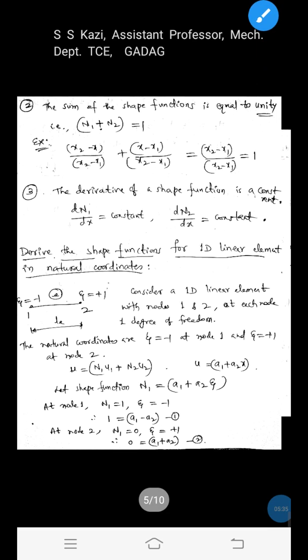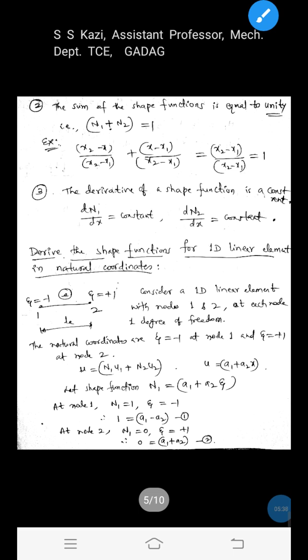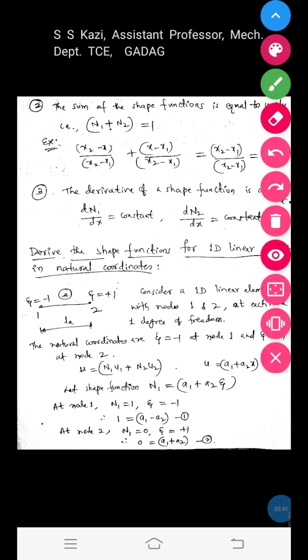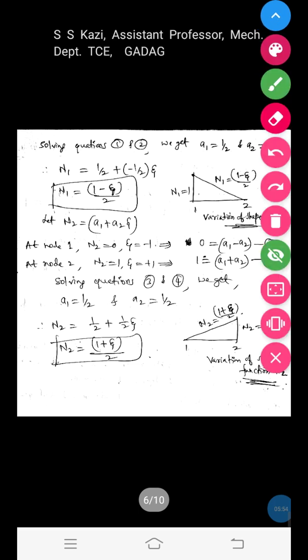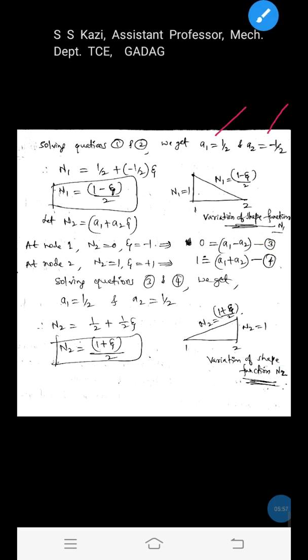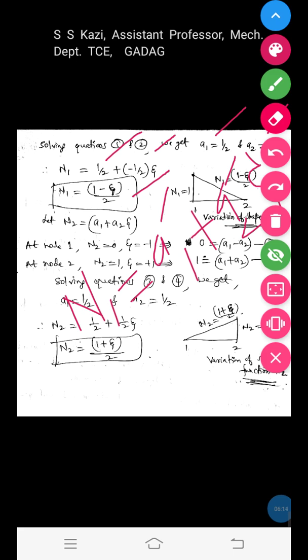Here you can observe these equations: a1 minus a2 is equal to 1 and a1 plus a2 is equal to 0. If you solve these two equations, we will get a1 is equal to 1 by 2 and a2 is equal to minus 1 by 2. By substituting these two values of a1 and a2 into this equation, n1 is equal to a1 plus a2 zeta, we will get n1 as 1 minus zeta divided by 2.